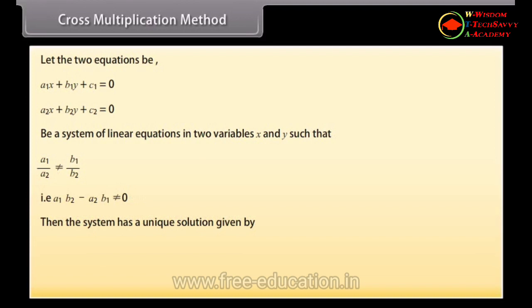Then the system has a unique solution given by x is equal to b1 c2 minus b2 c1 whole upon a1 b2 minus a2 b1, and y is equal to c1 a2 minus c2 a1 whole upon a1 b2 minus a2 b1.